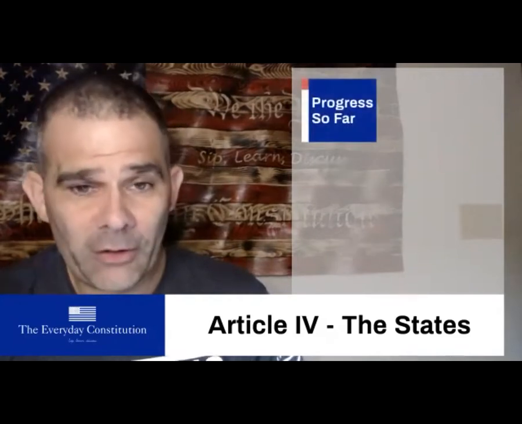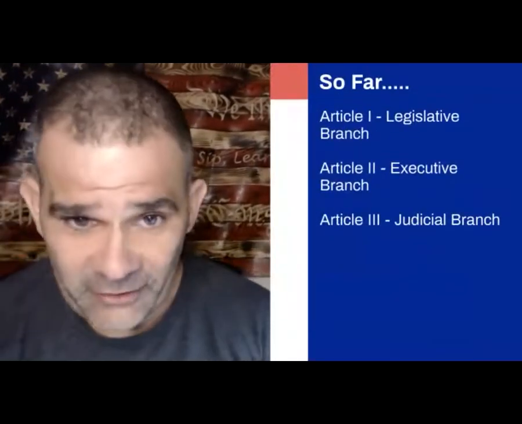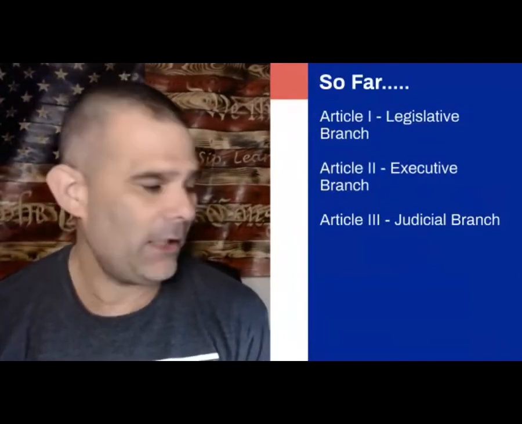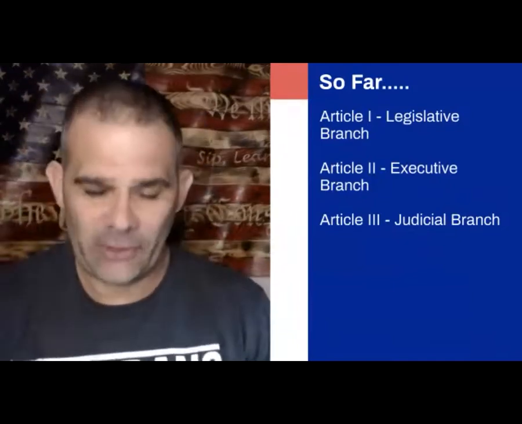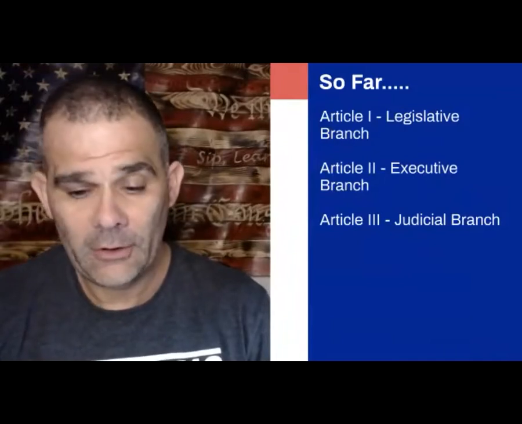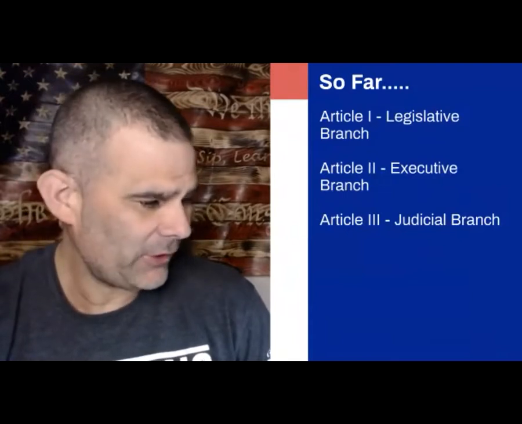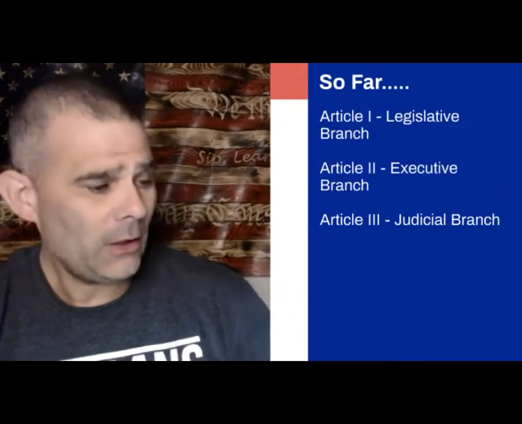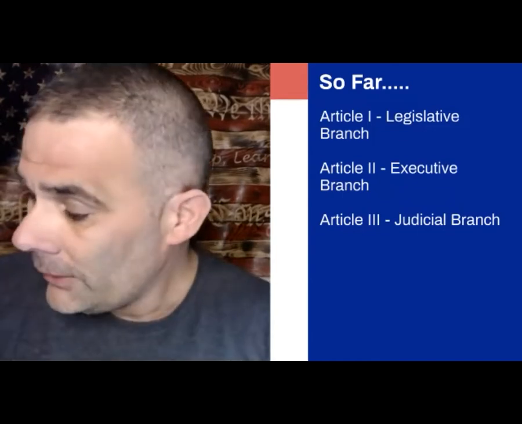So we'll go over our progress again real quick, just to remind everybody. So far, we had Article 1, which established the legislative branch, set up Congress for us, and gave Congress the authority of what they can do and what they can't do, basically to make the laws and to control the money. Article 2 was the executive branch, which set up the president, vice president, his cabinet, and spelled out what their duties are. Last week, Article 3, the judicial branch, set up the court system.